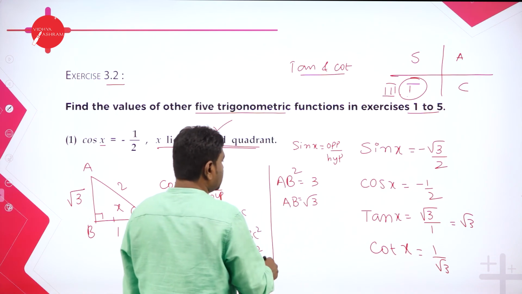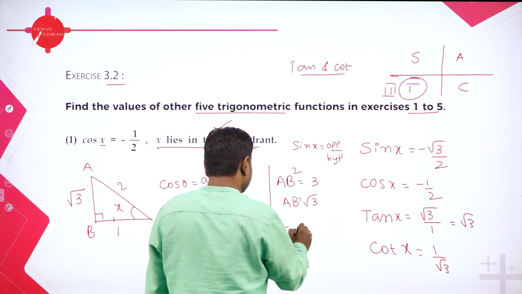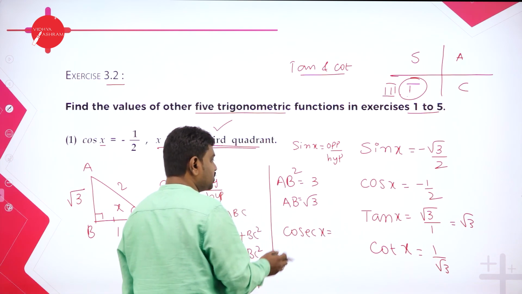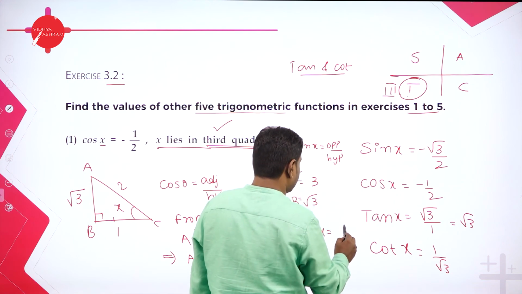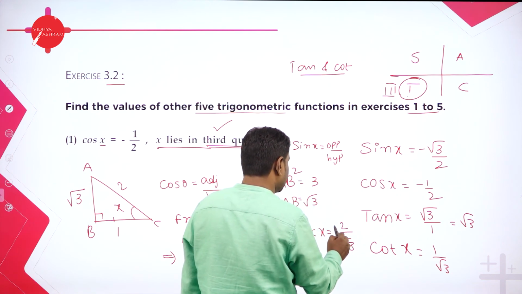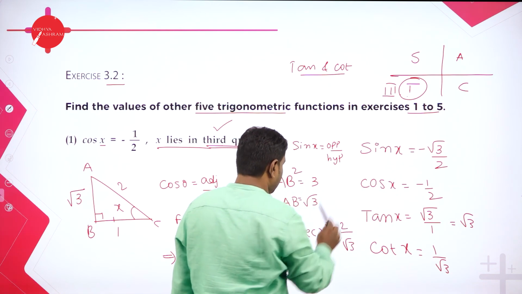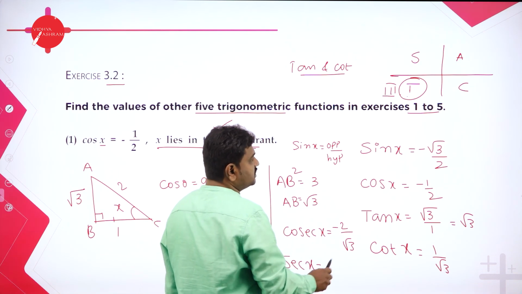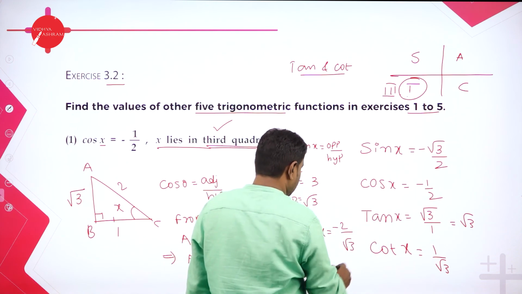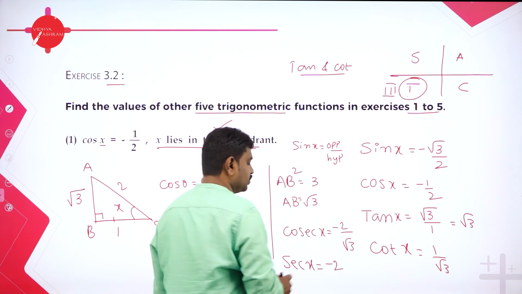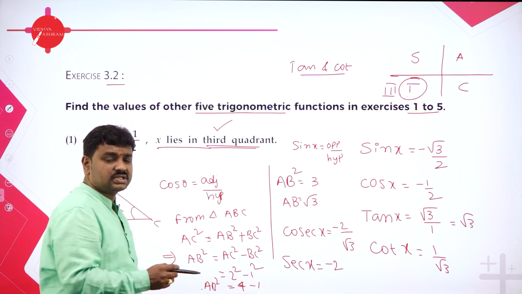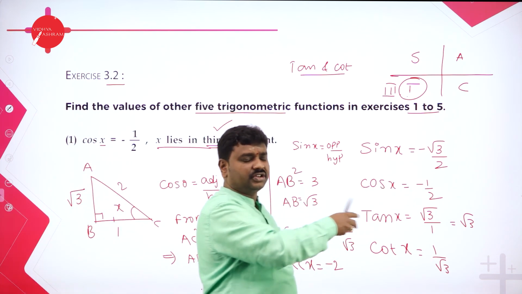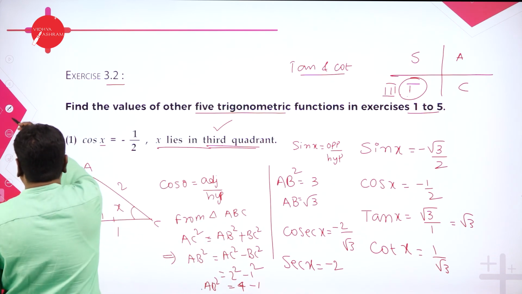Now we go for secant, cosecant. They want all the other 5. Cosecant x is what? Reciprocal of sine. So 2 by root 3 but negative. Cosecant is also negative because it's in third quadrant. Then secant. What is secant x? Secant x is reciprocal of cos. So 2 by minus 1 by 2, it will become minus 2. So now we got all the trigonometric functions.